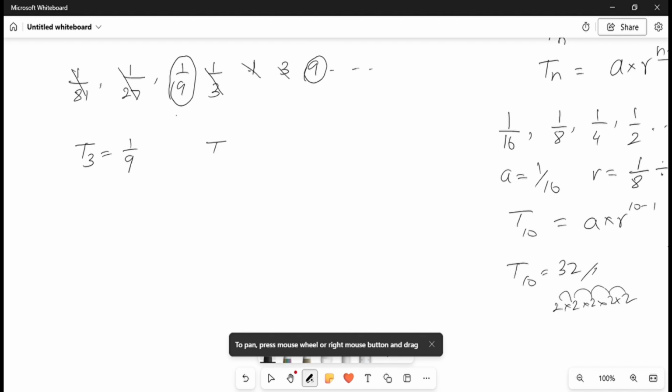T4, 5, 6, 7. T7 is given as 9. So we have to find out A. First term is how much? Ratio how much? Again I tell you, now I have written the number pattern, but here I have cancelled something, because the third term and the seventh term are given without giving the number pattern. So how to find A? We know the answer is A is 1 over 81, but we are going to find out how to find this.